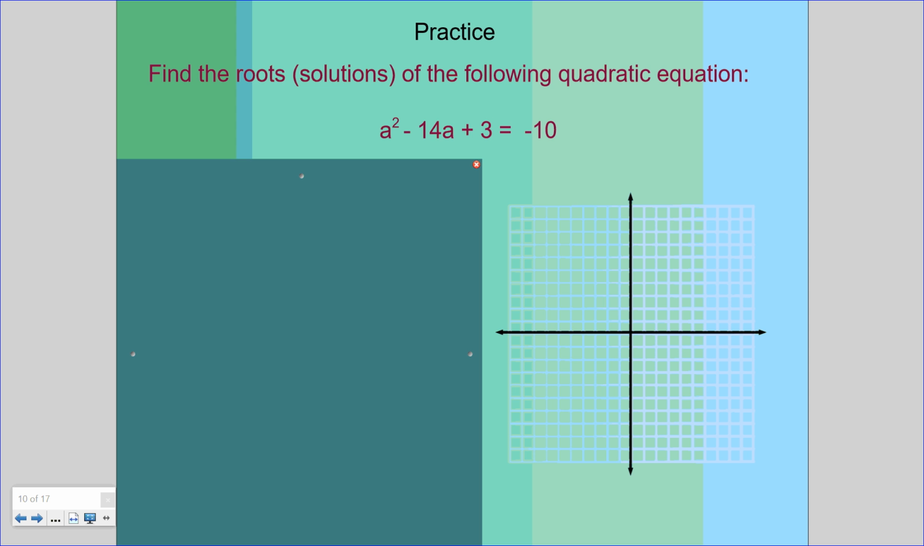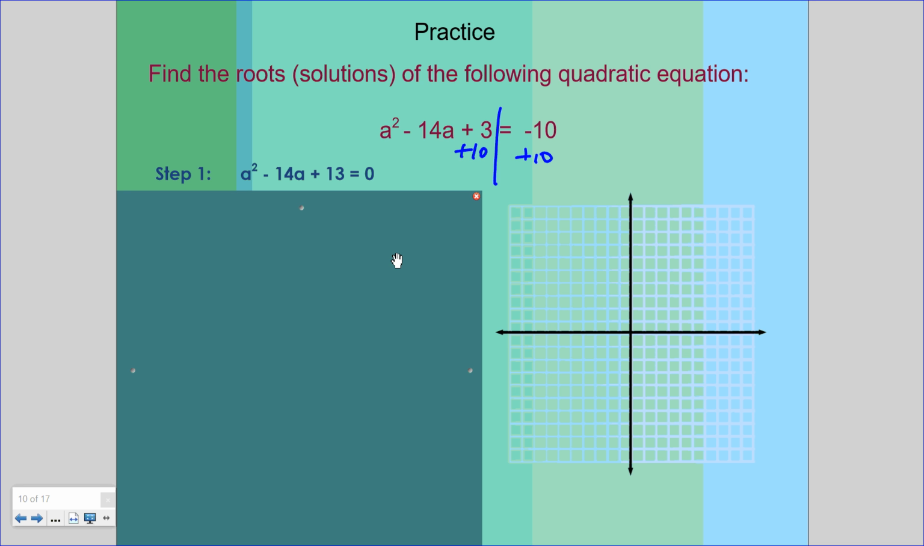So here we have a squared minus 14a plus 3 equal to negative 10. We need to start by setting this equal to 0, so I'm going to undo the minus 10 by adding 10 to both sides. That gives us a squared minus 14a plus 13 equals 0. Next, we're looking for the roots, so we need to factor the left side of our equation.